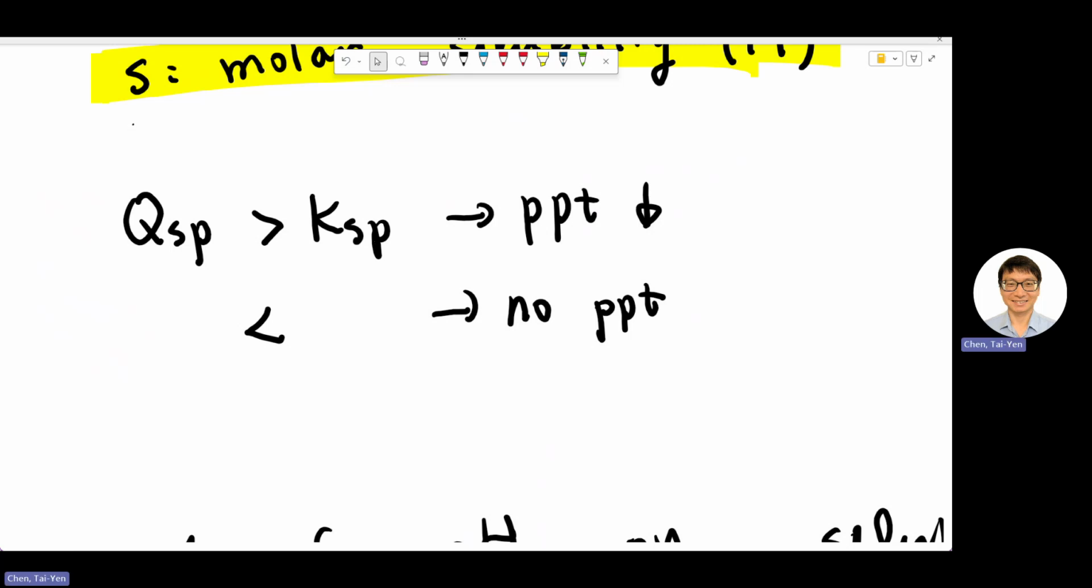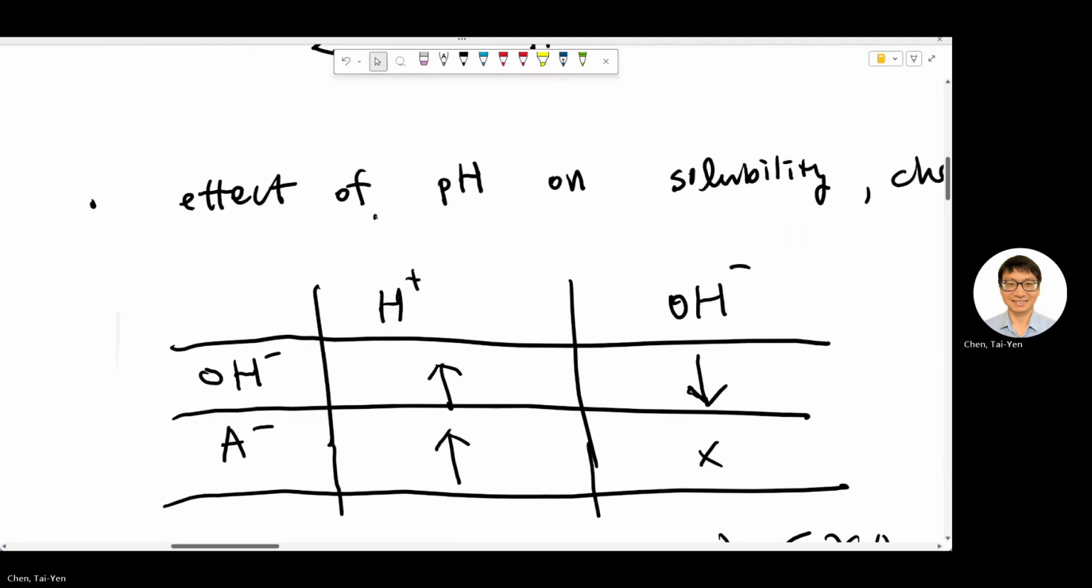One key knowledge that we must have is that if your QSP is larger than your KSP, that means you have too high a concentration of your anions and cations. They're going to form the precipitates. If the QSP is larger than your KSP, then precipitate will form. Otherwise, it won't. So the comparison between your QSP and KSP is another big point for this chapter. Those are the 2 things that we went through before the spring break.